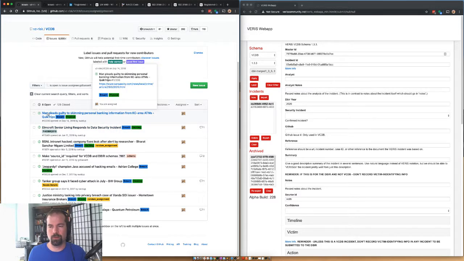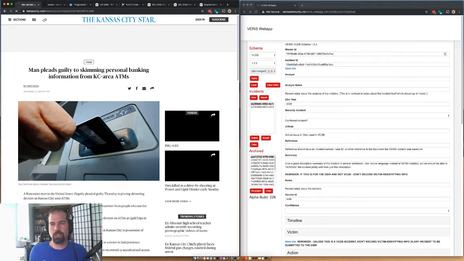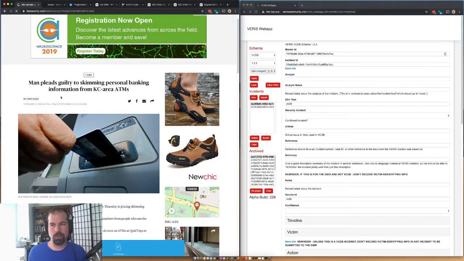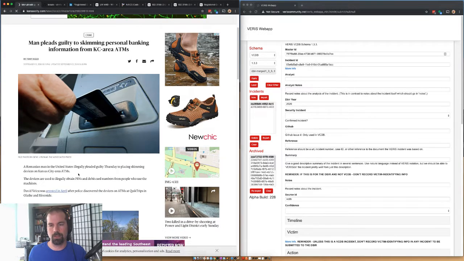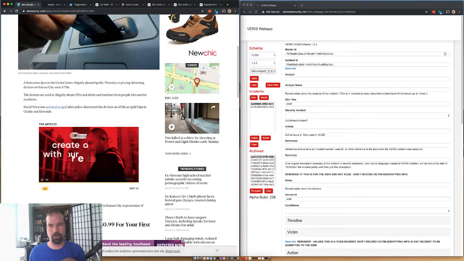Man pleads guilty to skimming personal bank information from ATMs. Yeah, let's do this. These used to crop up a lot, but they really don't happen nearly as much anymore, at least not here, at least from the number that I see when coding these. Maybe other people are getting assigned these skimmers.